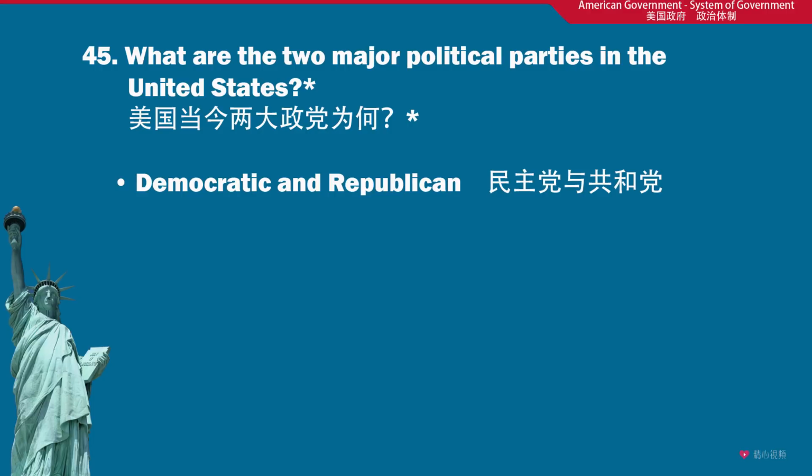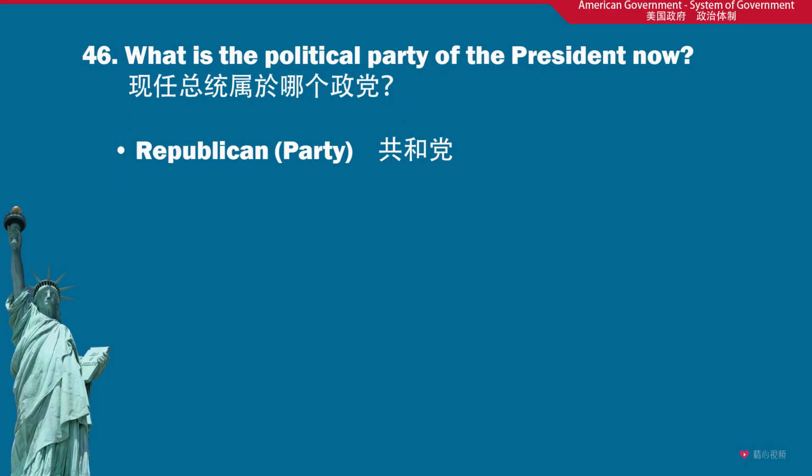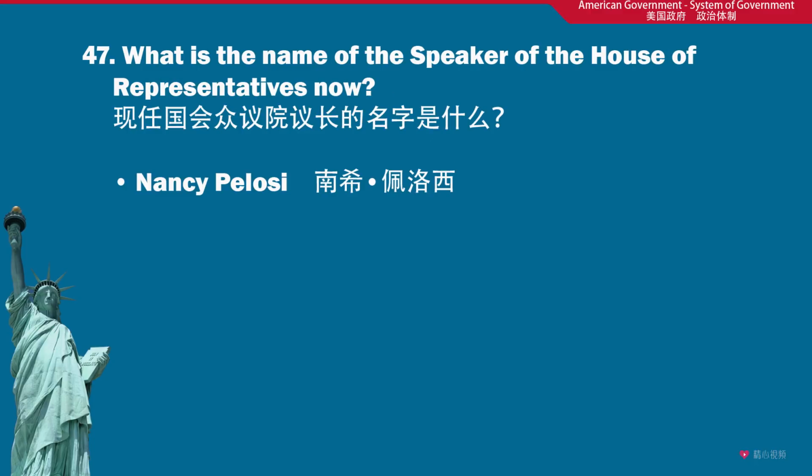What are the two major political parties in the United States? Democratic and Republican. What is the political party of the president now? Visit uscis.gov/citizenship/test updates for the political party of the president. What is the name of the Speaker of the House of Representatives now? Visit uscis.gov/citizenship/test updates for the name of the Speaker of the House of Representatives.